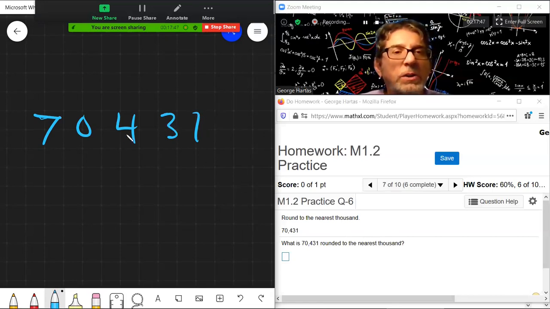Ones, tens, hundreds, 1,000s right here. We're rounding to this digit. We're looking to the right only. I don't care about those. I only care about the digit to the right. Since this is a 4, I'm going to keep the 0. Anything to the left of the underline comes down the way it is. Anything to the right of the underline converts to zeros.